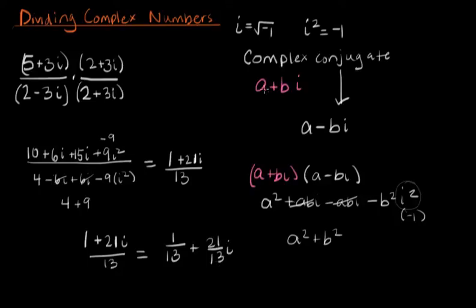And that's how we divide complex numbers. So first we multiply top and bottom by the complex conjugate of the denominator, and then we simplify everything. And that's how you divide complex numbers.